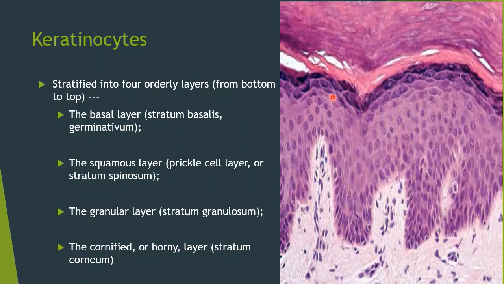Over the stratum spinosum, there are 2 to 3 layers of cells having thick basophilic granules in their cytoplasm. These are called the granular cell layer or stratum granulosum. In the most superficial aspect, there are mostly mature keratinocytes, rich in keratin deposition. These are called the cornified layer or stratum corneum.